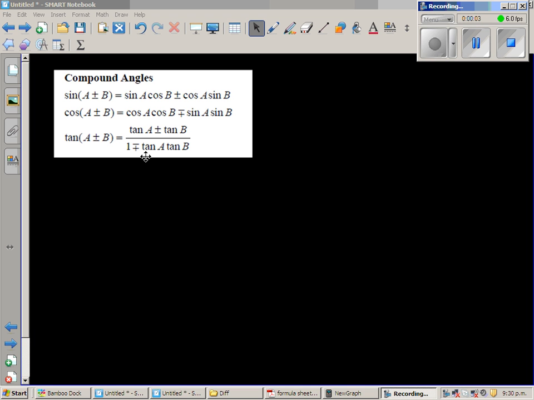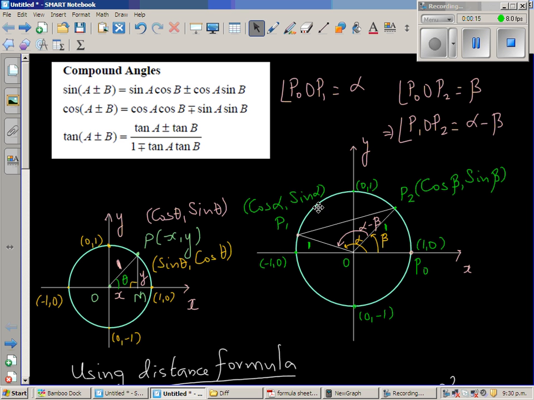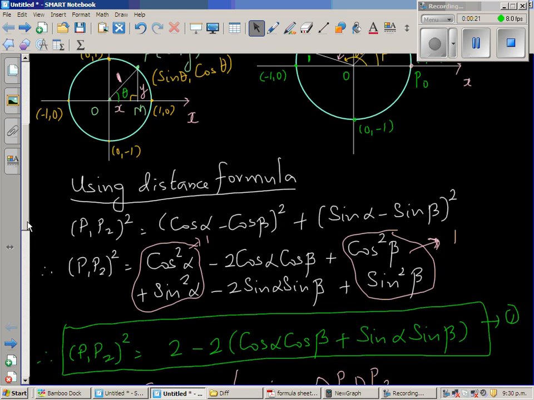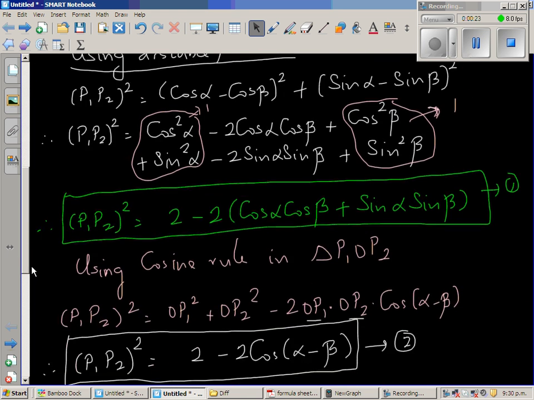In my previous video, I proved the compound angle formulas for cos alpha plus beta and cos alpha minus beta. So I'll go over the proof briefly. We proved that using the distance formula and the cosine rule.